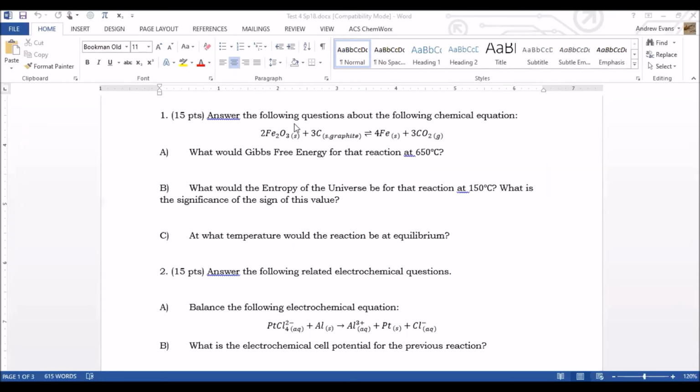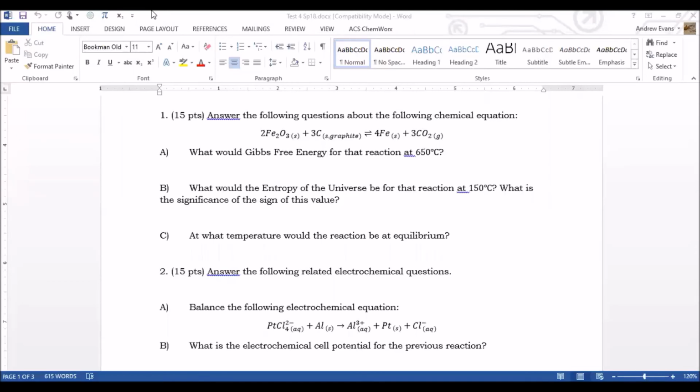So what is the Gibbs free energy? We have this reaction: Fe2O3 plus 3 C goes to 4 Fe and 3 CO2. What is the Gibbs free energy at 650? What is the entropy of the universe at 150? And at what temperature would this be at equilibrium? It would be nice if I could just find our delta G values and use those, but because it's not done at 298, I have to use this equation.